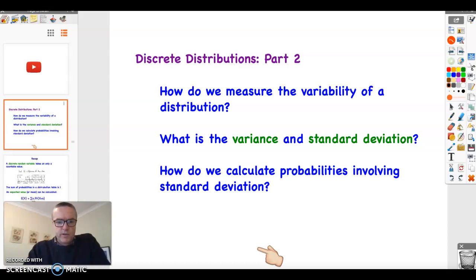We will do a quick recap of the first part. In this lesson we're going to talk about what it means to measure the variability of a distribution. In particular, we'll define the variance and the standard deviation of a distribution. And finally, we'll calculate some probabilities that involve using the standard deviation.